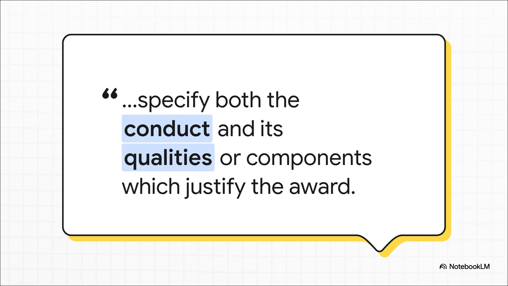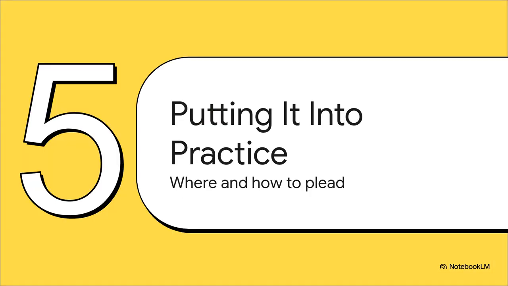If you're claiming aggravated damages, you can't just throw that term in there and hope for the best. Rule 155, Subrule 4 means you have to plead the specific conduct and the qualities of that conduct that were so bad they justify an extra award. No surprises.